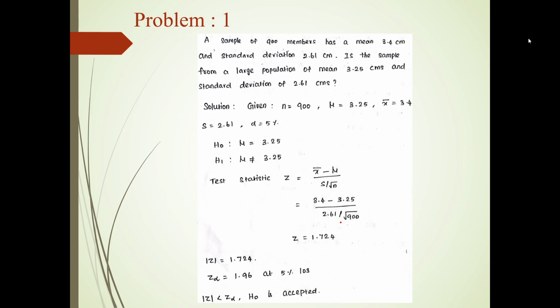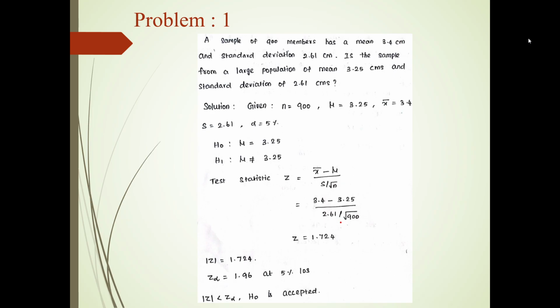So, what are the given terms? The number of terms is n, so n is equal to 900. Then, what are the given terms we have to see? First one is the sample values. A sample of 900 members has a mean, which is the sample mean. Sample mean we denote as x bar. So x bar is equal to 3.4. Then the standard deviation 2.61 is also from the sample. So the sample standard deviation value is 2.61.